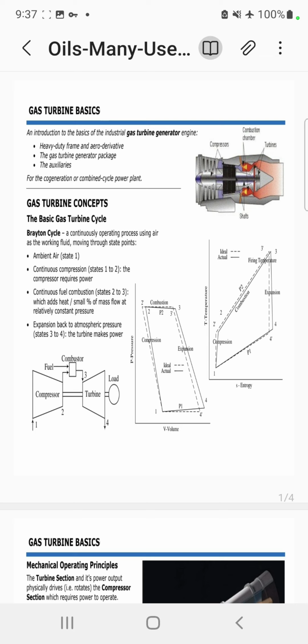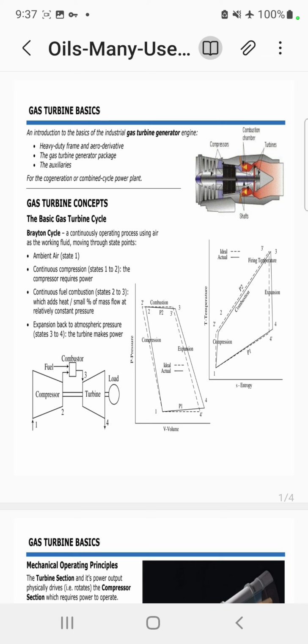Today, inshallah, I'm going to explain a little bit about the gas turbine basics, an introduction to the basics of the industrial gas turbine generator engine. We have three categories: heavy duty frame and aeroderivative, and we have the gas turbine generator package, and we have the auxiliaries for the cogeneration or combined cycle power plant. Okay, now, the gas turbine concepts.